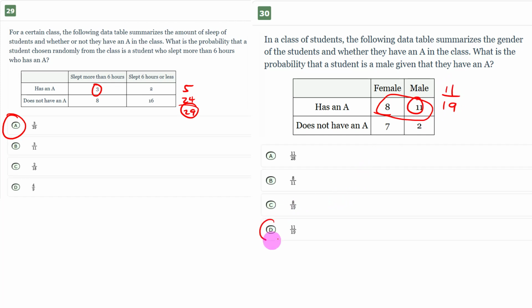All right, there you go. Now you should be ready for the test. Good luck.